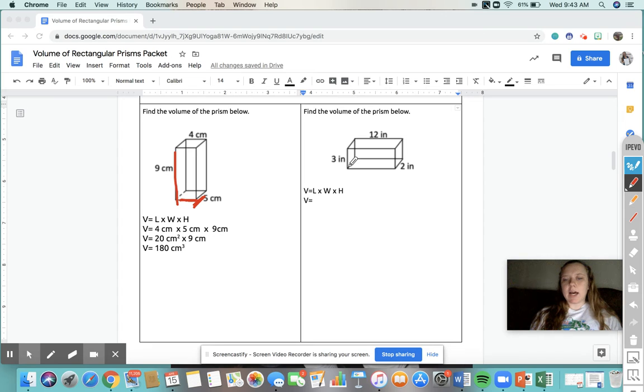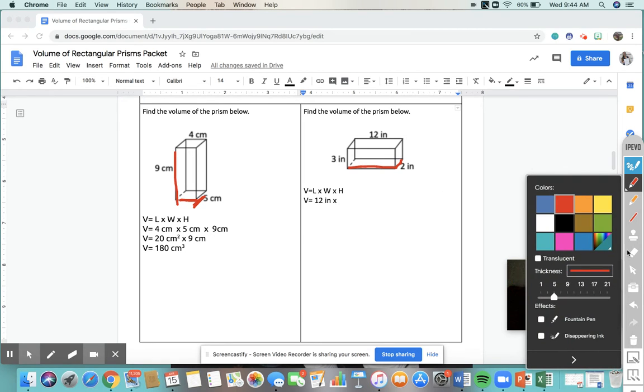My length is how long it is. So how long is this? Well, it says it's 12 inches long. So I'm going to fill in the first one with 12 inches. Length is 12 inches times. My width is how wide it is. So how far does it go back? Well, my width is 2 inches here.